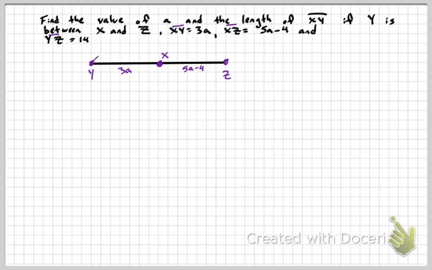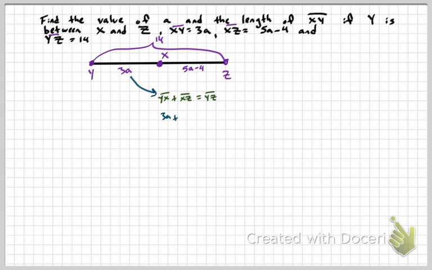And the last thing they tell us is that YZ is 14. Now let's think about our segment addition that we just talked about. This length plus this length equals the entire thing. So that means that YX plus XZ equals YZ. We then can take the amounts that represent those lengths and plug them in.